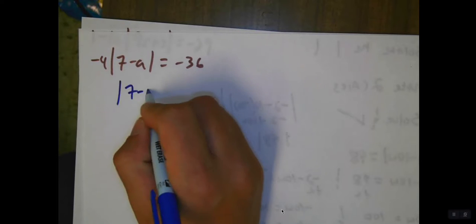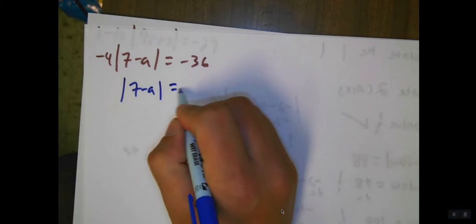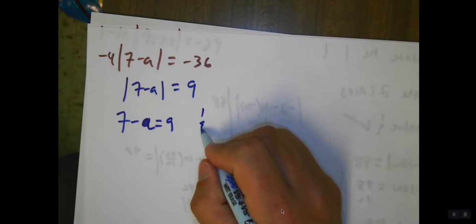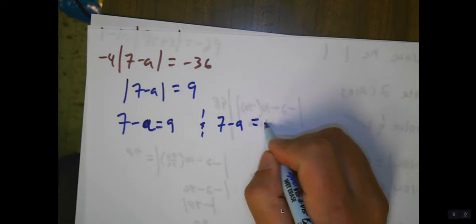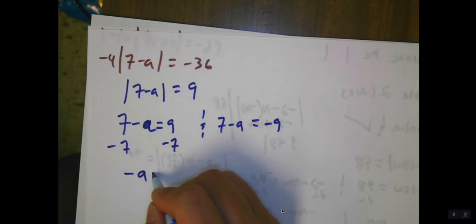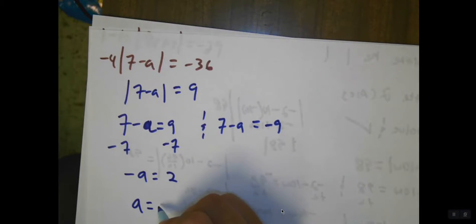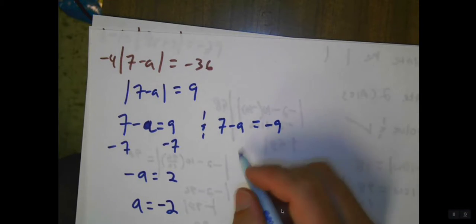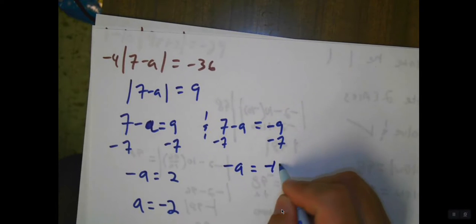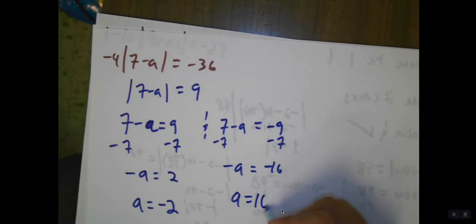Look at this one. What do we want to do first? We want to divide by negative 4. So that's 9. Now split it up. 7 minus a equals 9. And 7 minus a equals negative 9. Subtract 7, subtract 7. Negative a equals 2, so a is negative 2. This guy, subtract 7, subtract 7. Negative a equals negative 16, so a is positive 16.